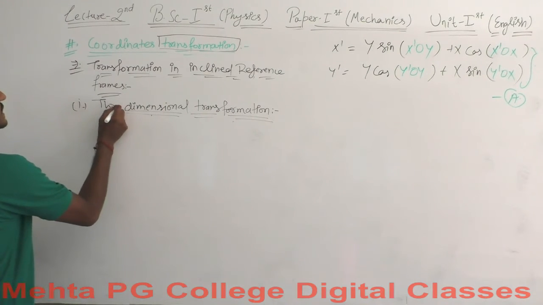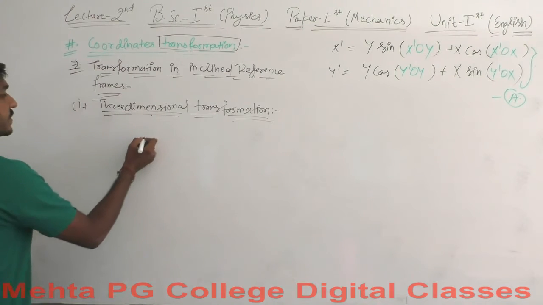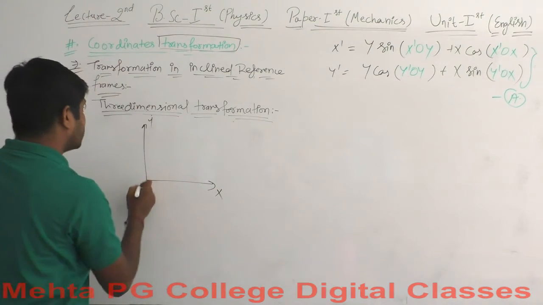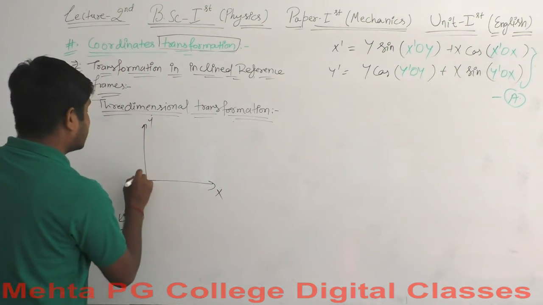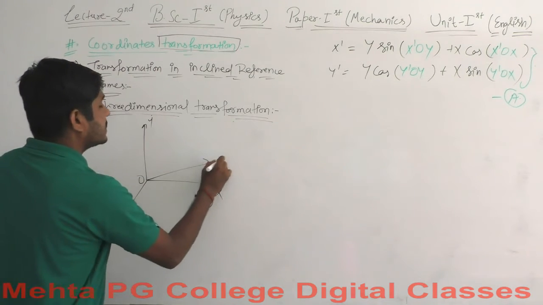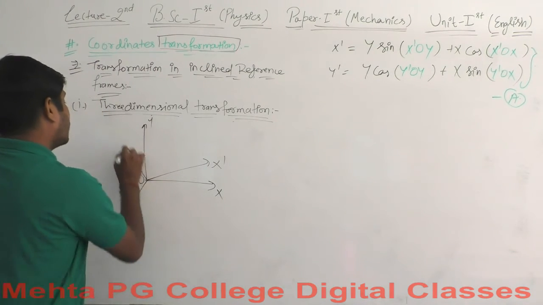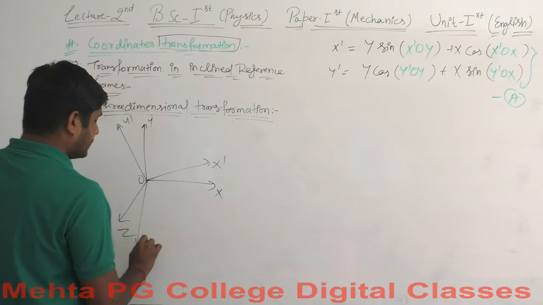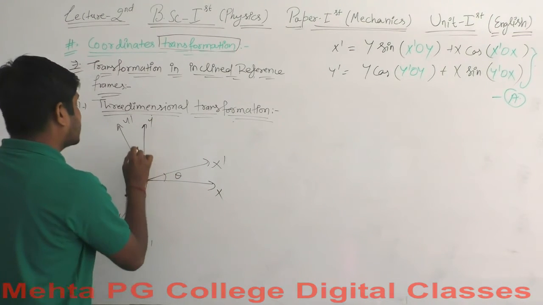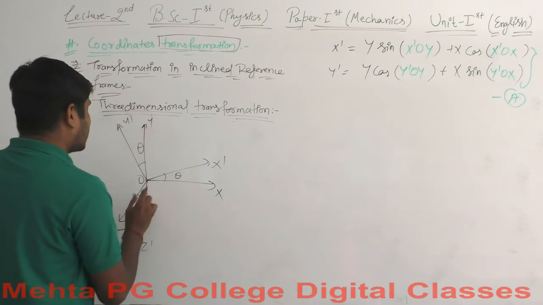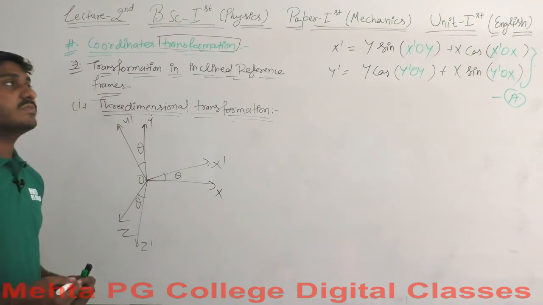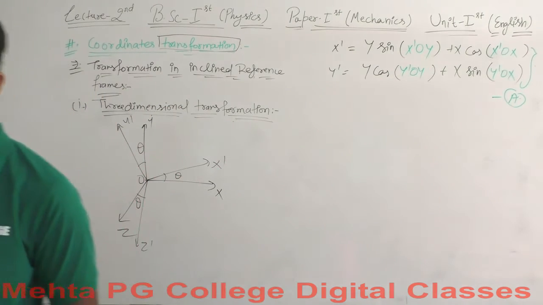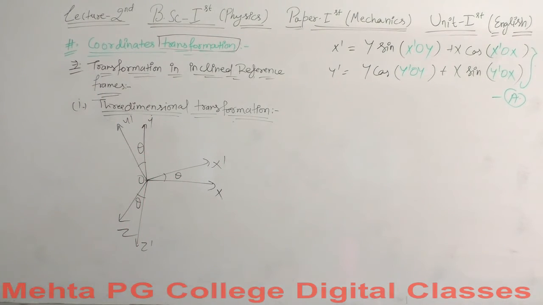For the 3-dimensional transformation, I am just drawing the axes here. This is the x-axis, this is the y-axis, this one is the z-axis, and this is the origin. This is the x dash axis, the y dash axis, and the z dash axis. All have the same inclination theta, and we will use these equations to find out what it solves to.